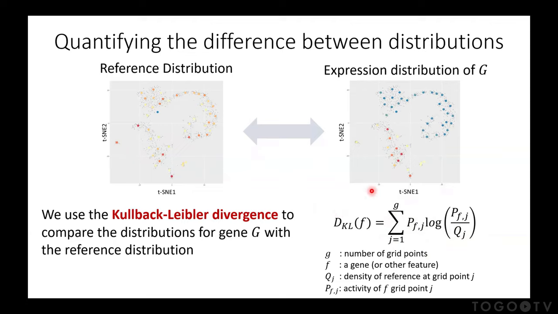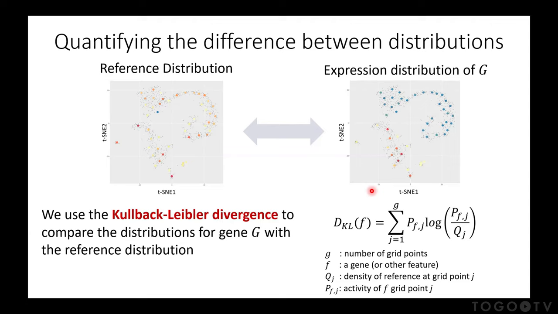Okay, so each small j is each grid point. Each grid point, yes. And we pick 100 grid points by default. If your data set is very large, you can increase the number of grid points. If it's very small, you can decrease the number of grid points. So it's one parameter, I'm afraid. How to pick the suitable number of grid points is another question.